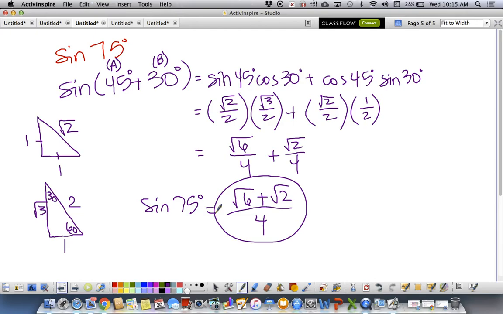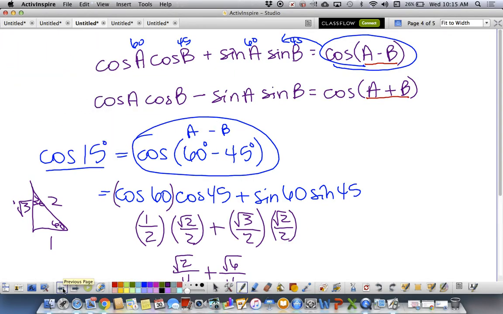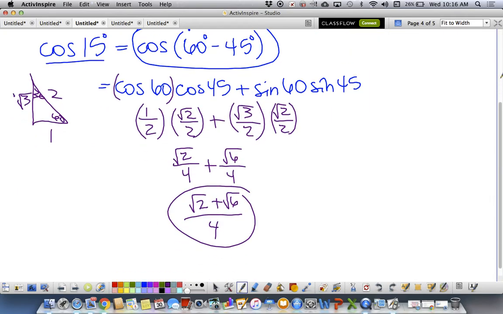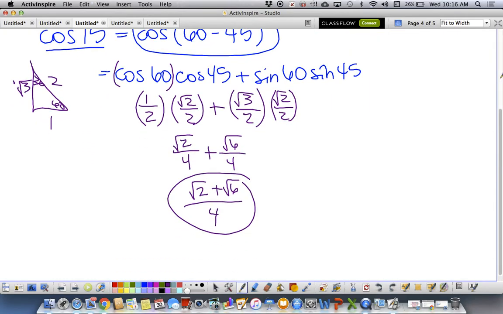Does that look a little familiar? Was that the same as cosine 15? Why in the world would they be the same answers? Cosine 15 and sine 75. They're co-functions. Isn't that lovely? We didn't even have to do anything to know. If we already knew cosine 15, sine 75 has to be the same thing.